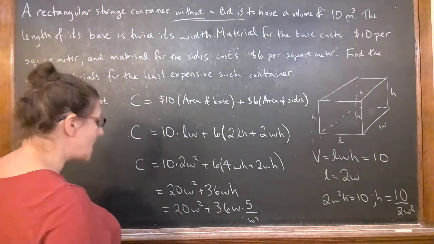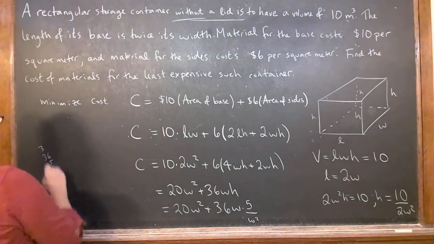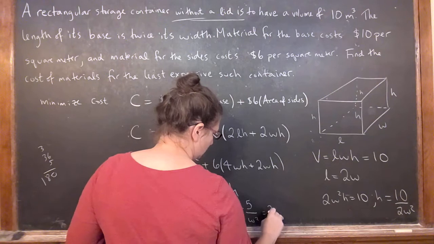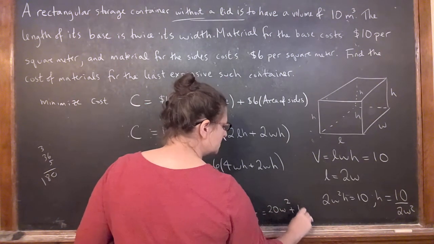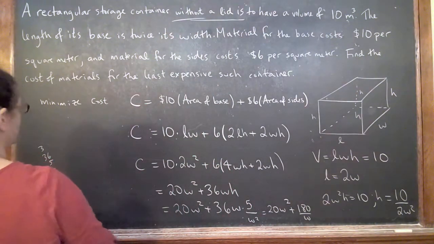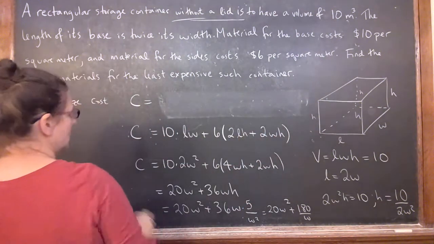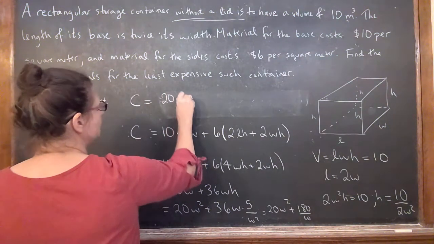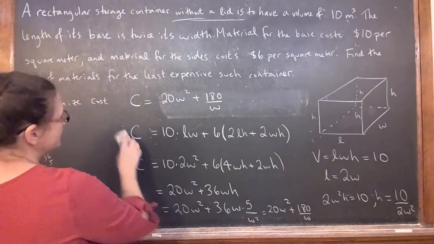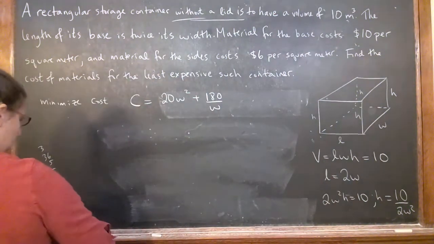So finally, after all of that, what is 36 times 5? 180. All right. So I have 20 width squared. I'm going to rewrite this so you can see it, but anyway, I got that. All right, so cost then turns out to be, after doing all of that, 20 width squared plus 180 over w. Okay, so it turns out that I had it in terms of width, and that's fine. As I said, it doesn't really matter which variable.